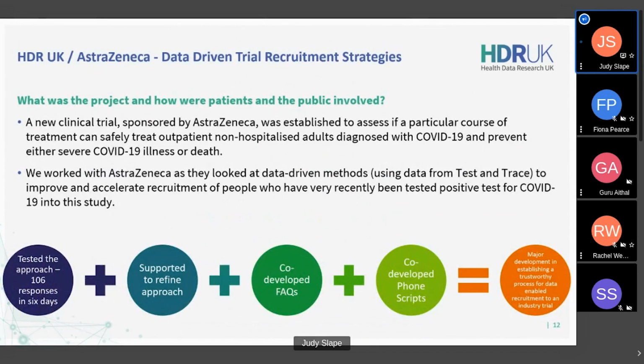So the first example that I'm going to go into was a new clinical trial sponsored by AstraZeneca, established to assess if a particular course of treatment can safely treat outpatient non-hospitalized adults diagnosed with COVID-19 and prevent either severe COVID-19 illness or death. We worked with AstraZeneca as they looked at data-driven methods using data from test and trace to improve and accelerate recruitment of people who have very recently tested positive for COVID-19 into the study.